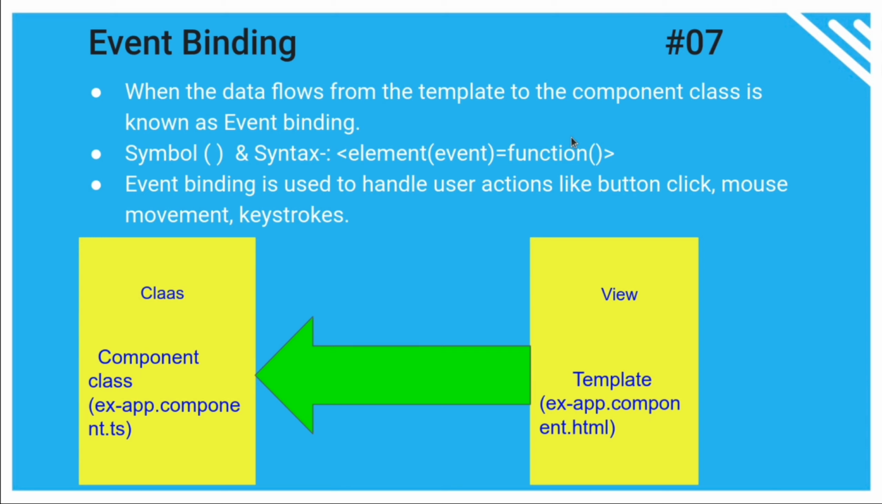Hi everyone, in this video we are going to discuss event binding, which is the third method of one-way data binding. Event binding is nothing but any user action performed in any dynamic website. There are a lot of events in Angular like mouse event, keystroke event and button event. In event binding, the data flows from the view file to the class file. So let's jump into the code and understand event binding in a better way.